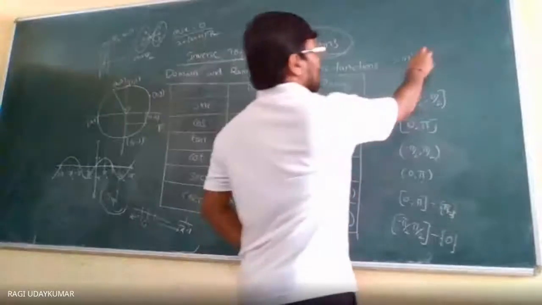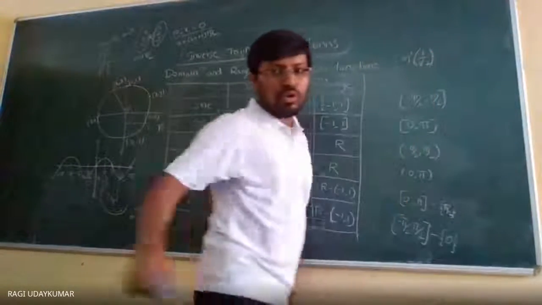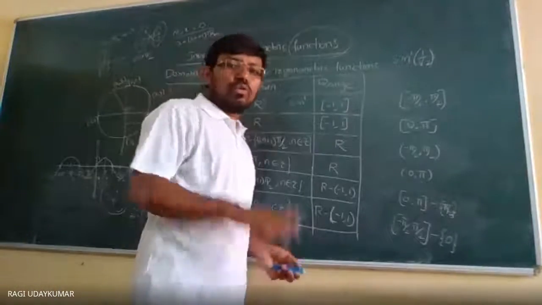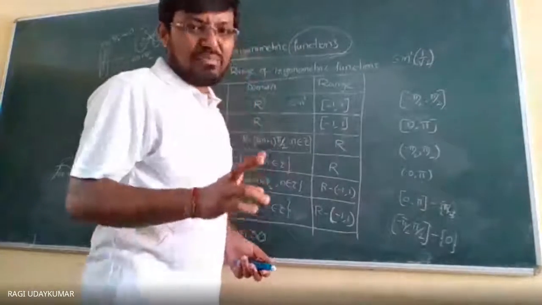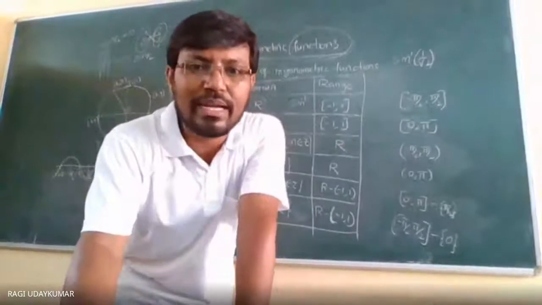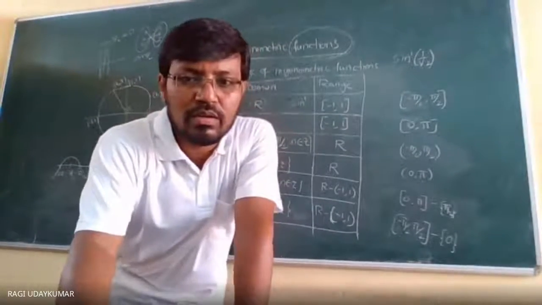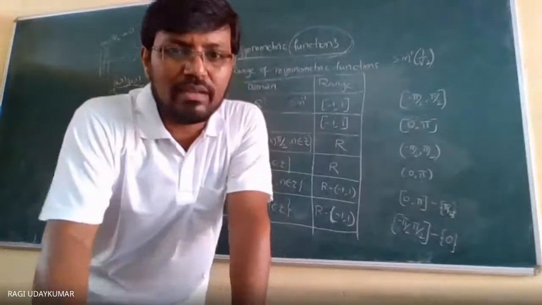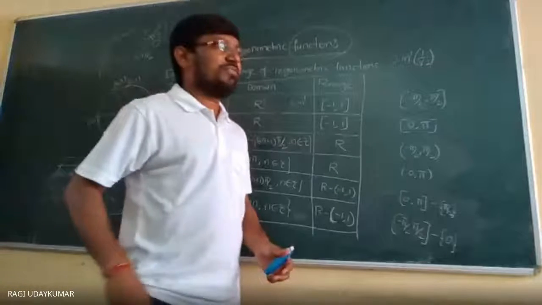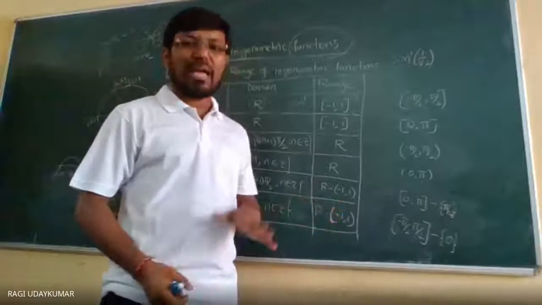Sine inverse of 1 by root 2 is the question given to you. Mostly you know that root 2 means, at what place does it become 1 by root 2? So sine of what will give you 1 by root 2? Can anyone tell? At what place will you get 1 by root 2? 45 degrees. Yes, 45 degrees, which is nothing but pi by 4.